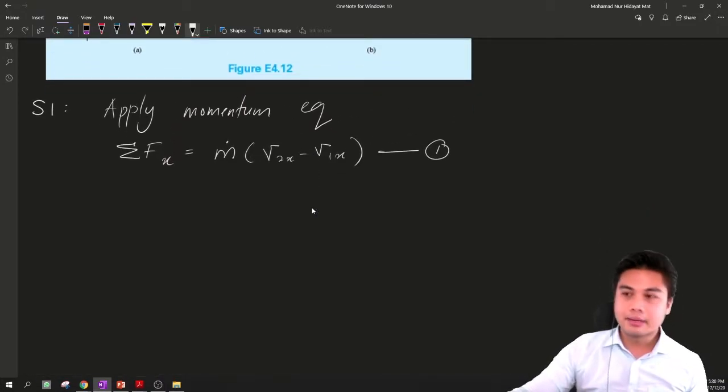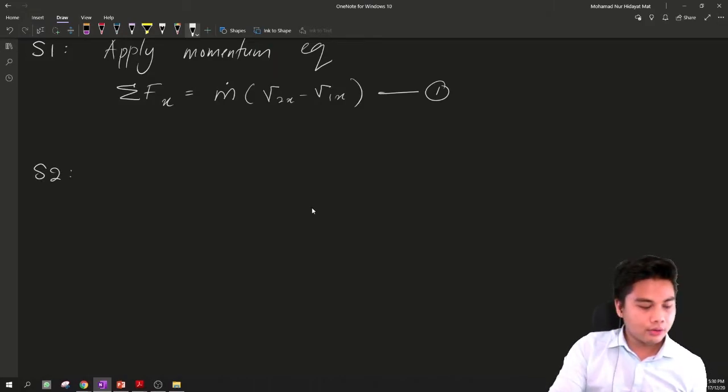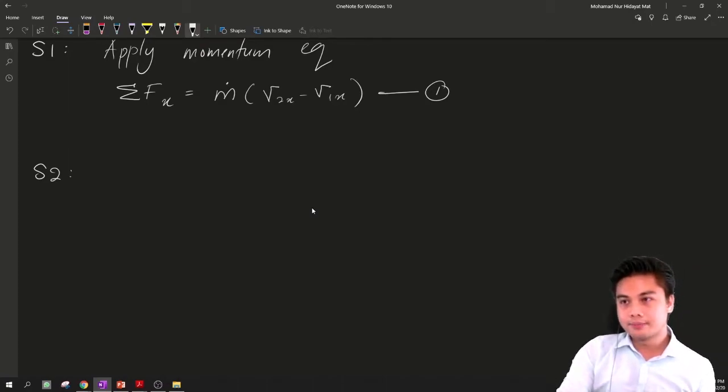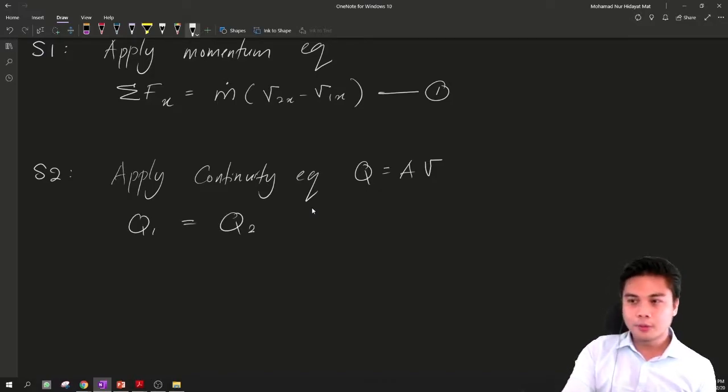And then step number 2, we need to apply the continuity equation in order to get the velocity, which is Q equal to AV. Since Q1 equal to Q2, we can replace Q with A1 V1 equal to A2 V2.